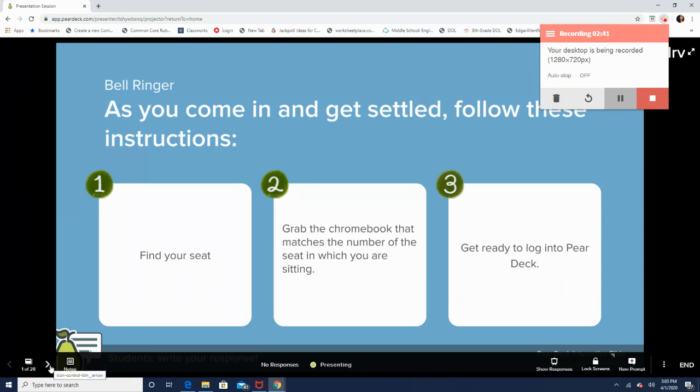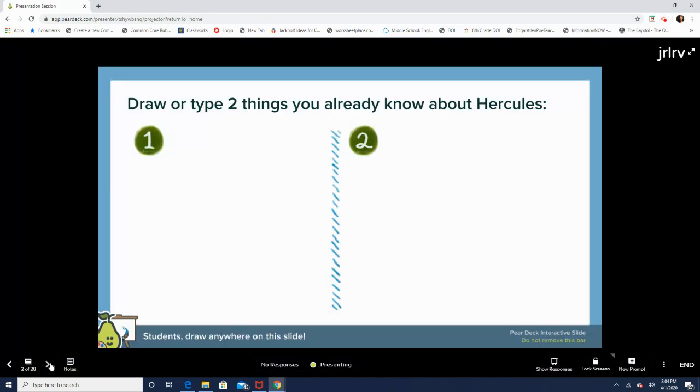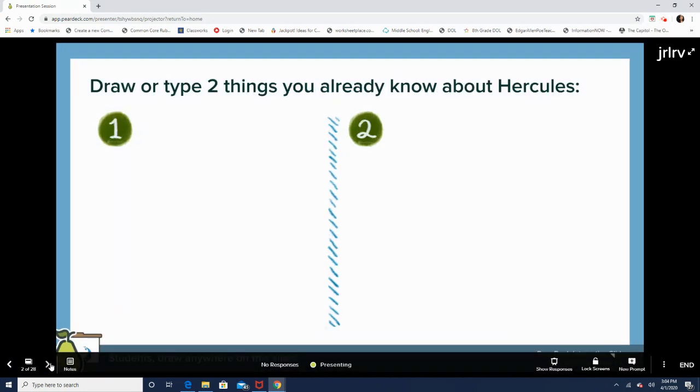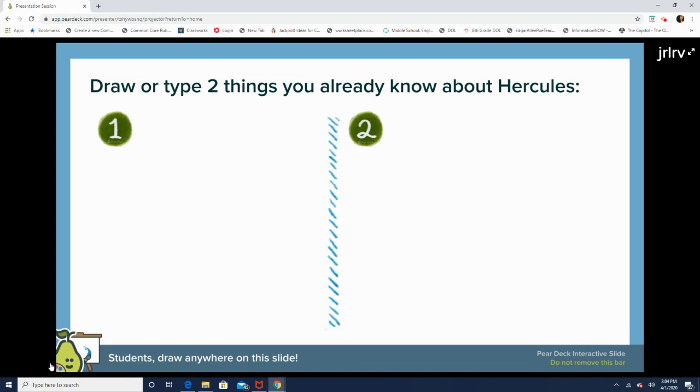Okay, sorry, I had a little technical difficulty trying to find out where exactly I needed to go. Okay, so moving on. Here they would draw or type two things they already know about Hercules, kind of a before-activity type of slide.